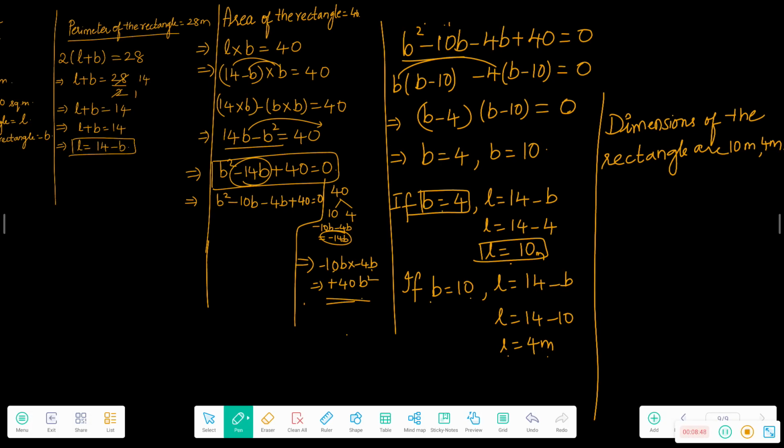Now moving to the seventh question. The base of a triangle is 4 meters longer than its altitude. If the area of the triangle is 48 square centimeter, find its base and altitude.